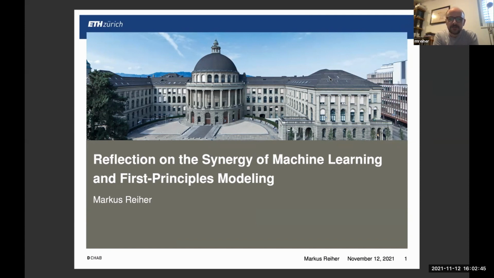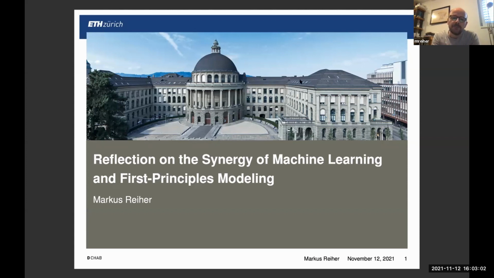Yeah, as you can see on this first slide, it's a very general topic. Basically, I want to explore with you some of the results that we obtained in the context of exploiting machine learning for first principles calculations.